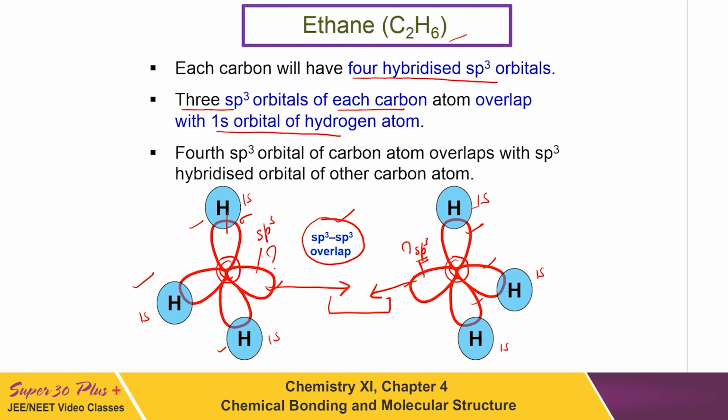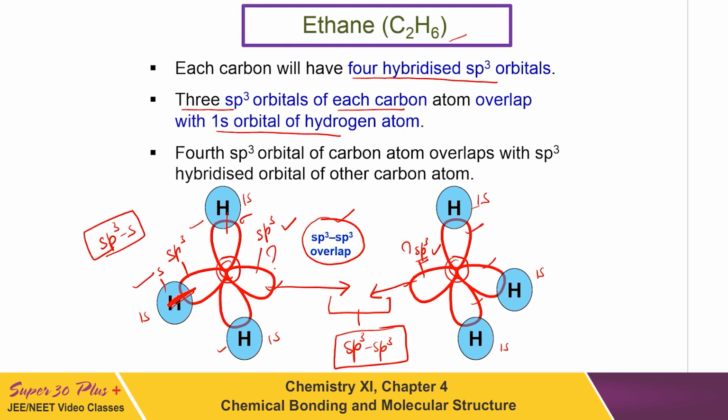So when these two overlap with each other and form the sigma bond, this is called sp3 overlapping. Now what happens in this overlapping? This is sp3 and this one is s. So this is sp3 s overlapping, but this one is sp3 overlapping, because here the sp3 orbital of one carbon overlapped with an sp3 orbital of another carbon.